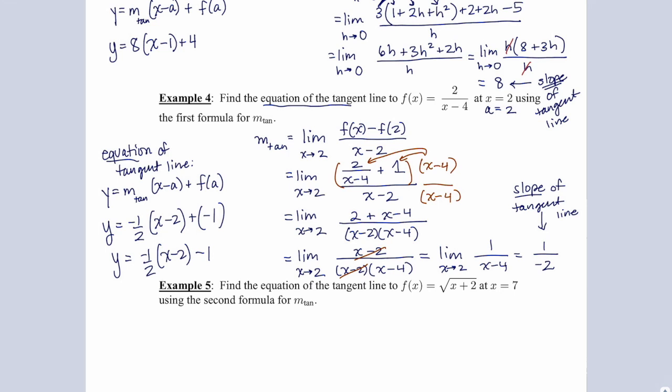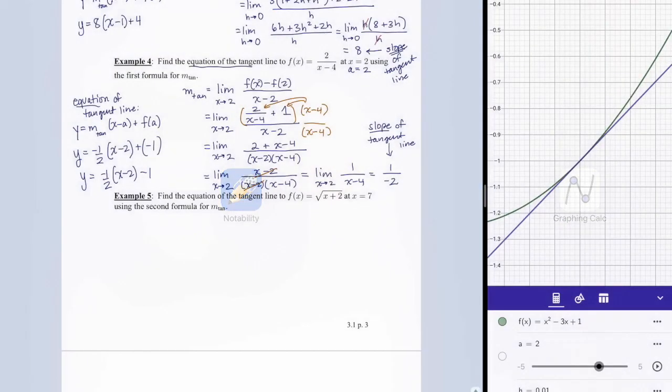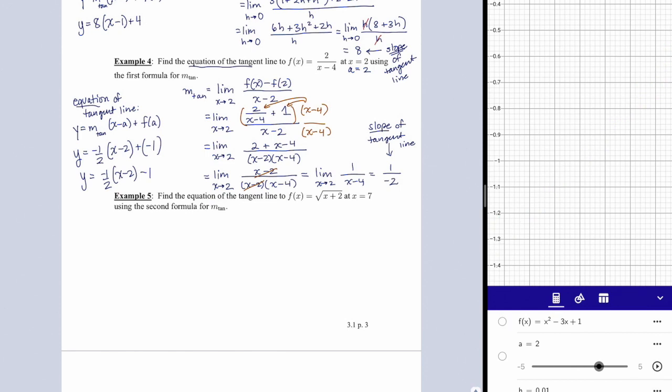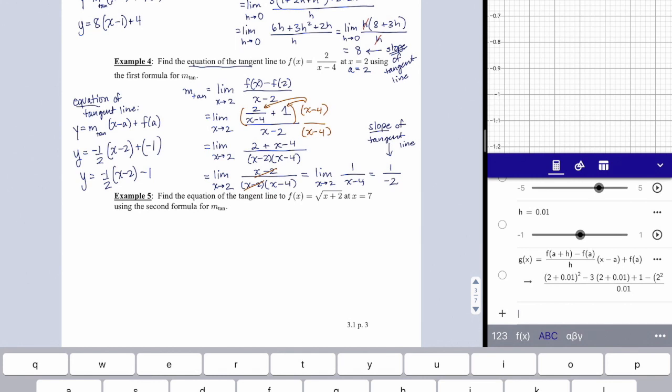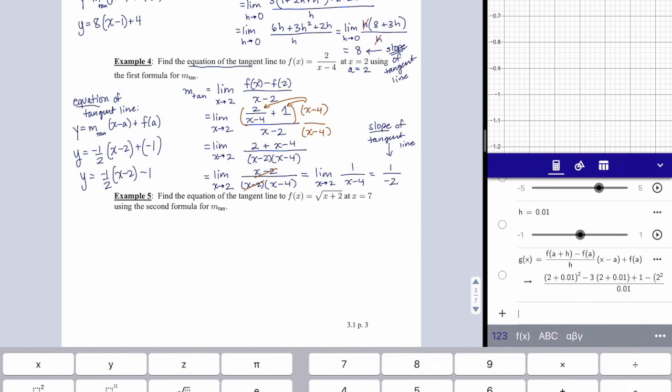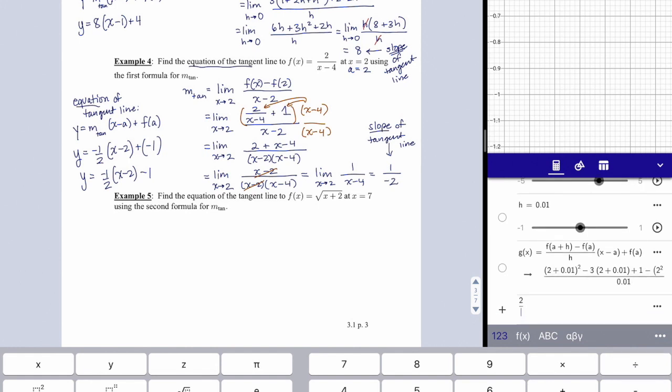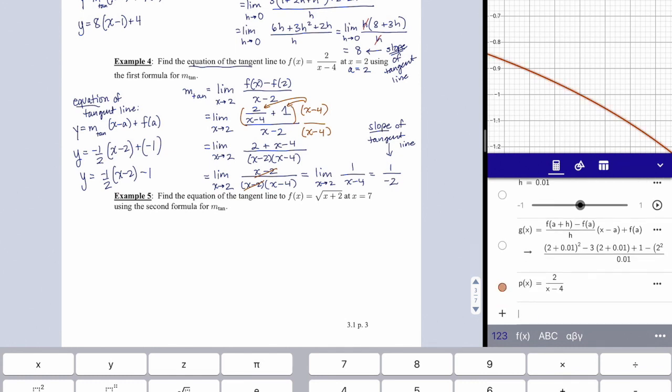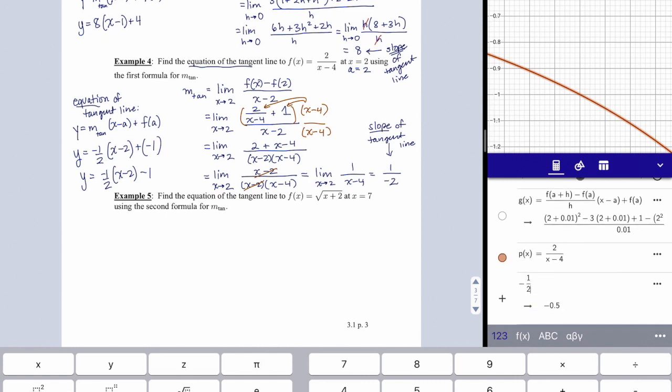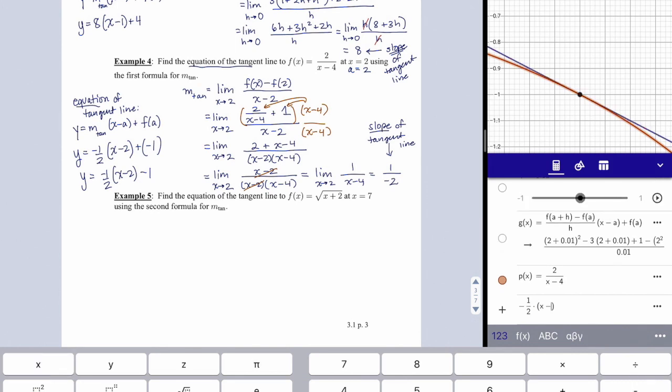Let's take a look at this graph just to make sure it all looks good. I'm going to use GeoGebra this time. Let's turn off those others and add a new input. So I want f of x to be 2 over x minus 4. So there's my function, and we found the equation of the tangent line to be negative 1/2 times x minus 2 minus 1.